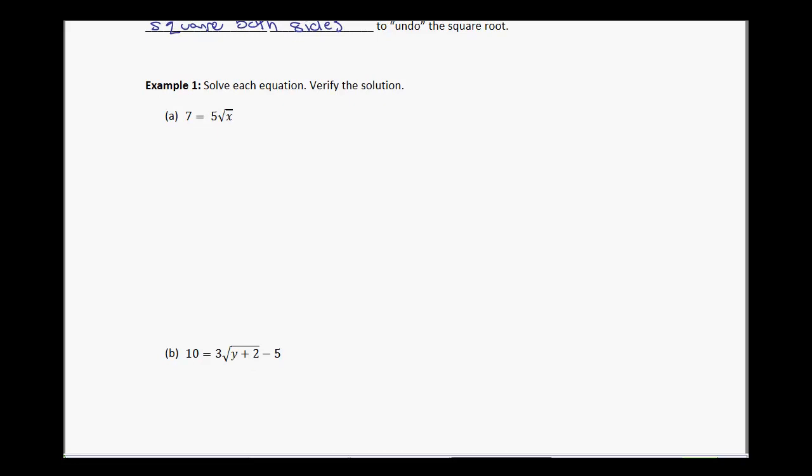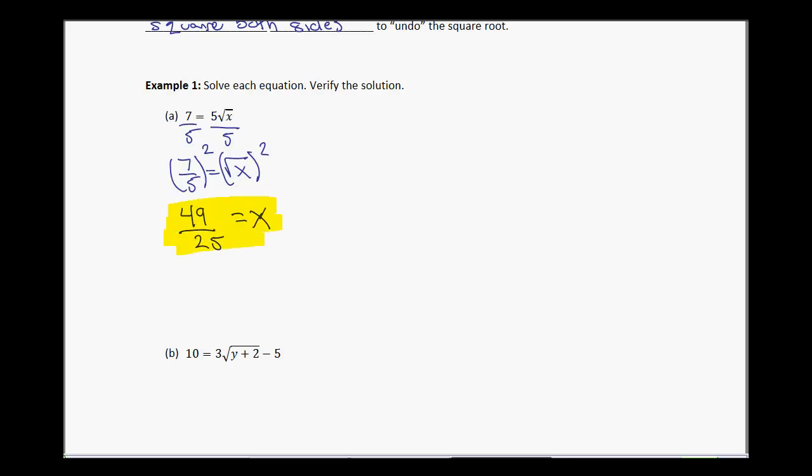Part A. 7 equals 5 root x. We need to find the value for root x. So the first thing we want to do is isolate root x by dividing both sides of the equation by 5, leaving us with 7 over 5 equals square root x. Now to find the value of x, we need to inverse the square root by squaring both sides of the equation, which will leave us with 49 over 25 equals x.